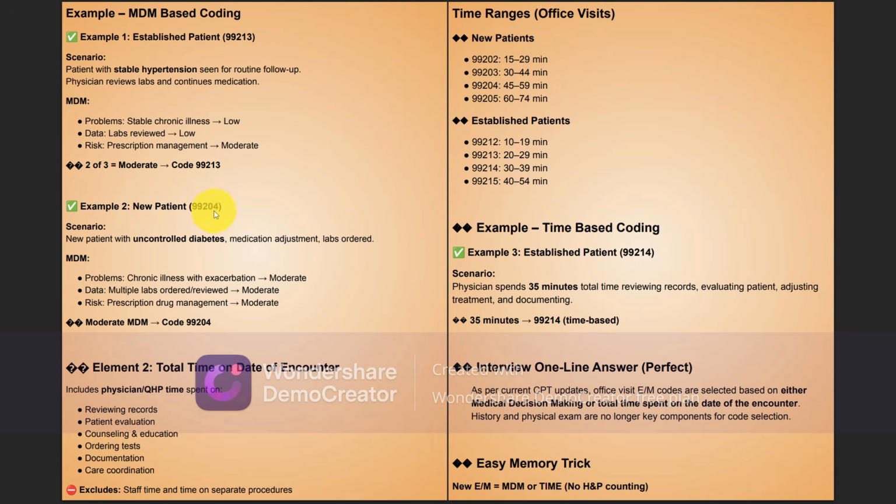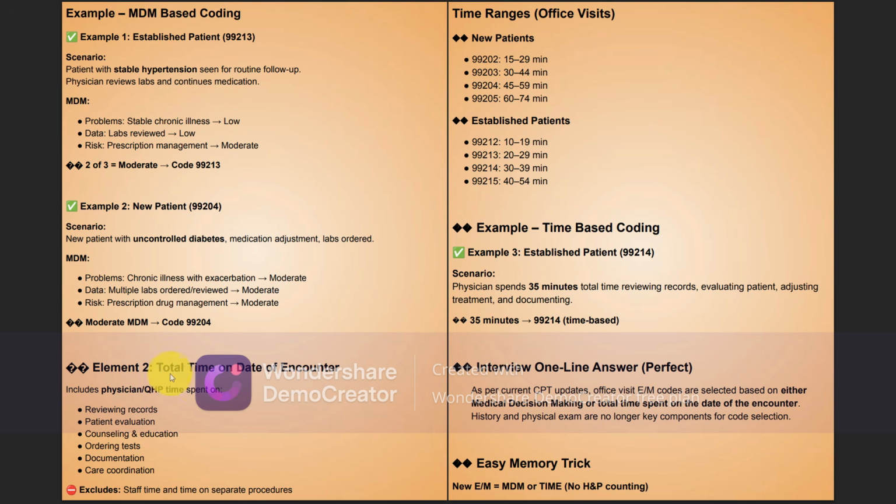Example 2, new patient 99204 scenario: new patient with uncontrolled diabetes, medication adjustment, labs ordered. MDM: problem, chronic illness with exacerbation, moderate. Data, multiple labs ordered and reviewed, moderate. Risk, prescription drug management, moderate. So MDM decision is moderate. Code is 99204.